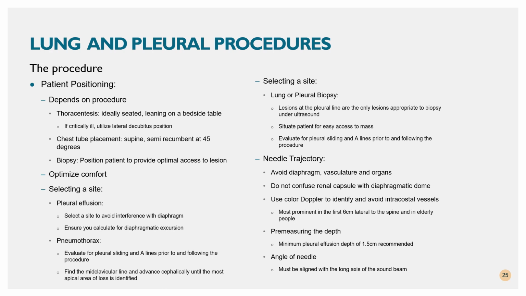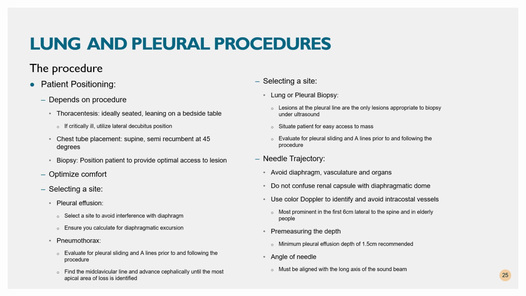For a pneumothorax or chest line placement, or chest tube placement, excuse me, you're going to want to evaluate for pleural sliding, see if you can find that lung point, and evaluate where the A lines are, before and following the procedure. Usually you're going to utilize the midclavicular line and advance your transducer cephalically until the most apical area of loss is identified, and that's going to help you determine the size of the pneumothorax and where you want your chest tube placement.